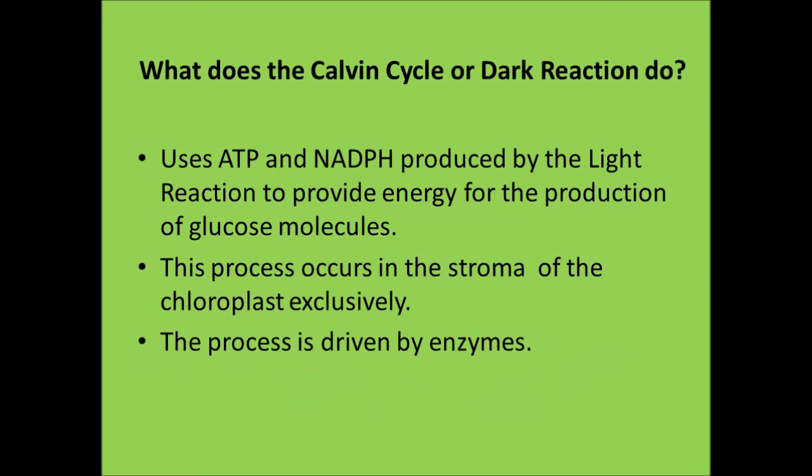What does the Calvin cycle or dark reaction do? Basically, the Calvin cycle uses the ATP and NADPH produced by the light reaction to provide energy for the production of glucose molecules. This process occurs in the stroma of the chloroplast exclusively, and the process is driven by enzymes. So basically, ATP and NADPH provide the energy for driving the Calvin cycle or dark reaction. It is called the dark reaction because it does not require light to take place, but that does not mean that it cannot occur in the presence of light.